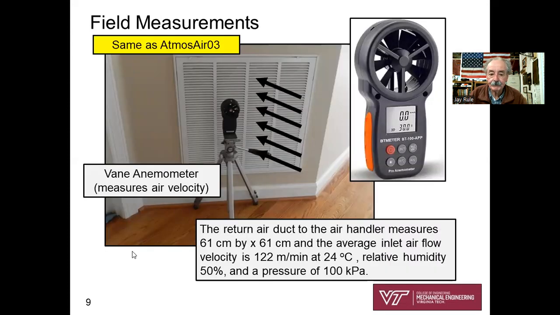This is the way I measured the average flow velocity going into the return air duct. I set up a vane anemometer in front of the inlet duct and measured the average velocity with the vane anemometer to be 122 meters per minute, at 24 degrees C, relative humidity 50%.